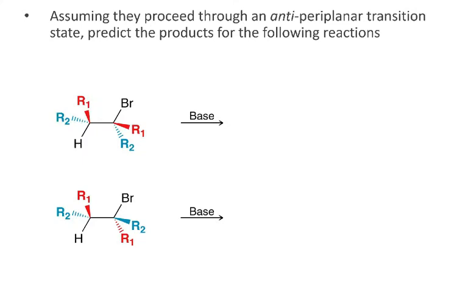the atoms or the groups on the wedges are going to be on the same side of the double bond, and then the dashes are also going to be on the same side of the double bond. So our product in this case is going to be, right? And then the R1s are going to be on the same side. And then the R2s that are on the dashes are going to be on the same side.